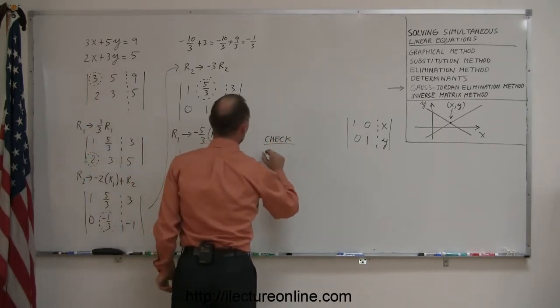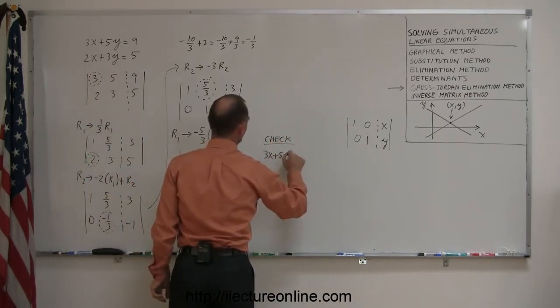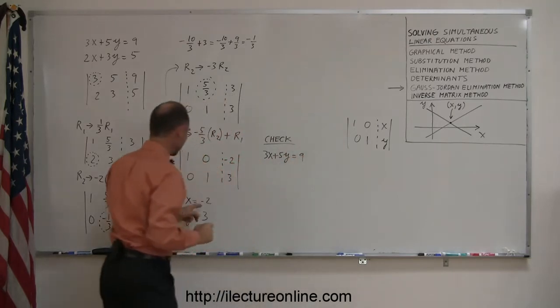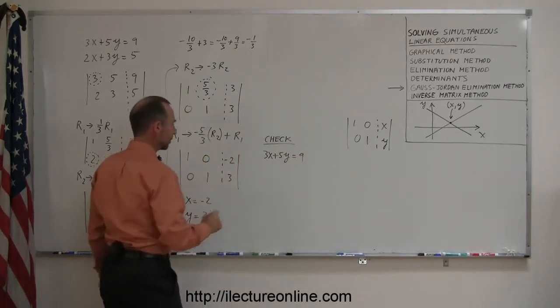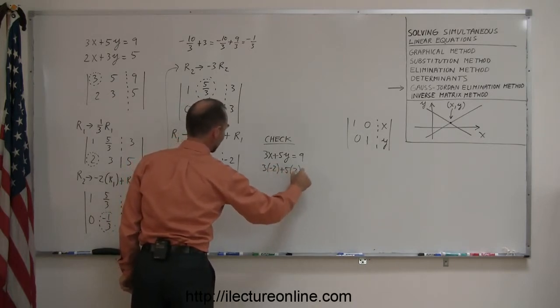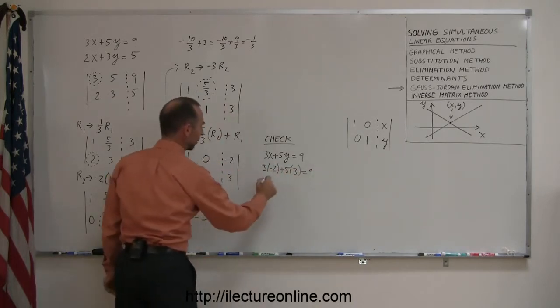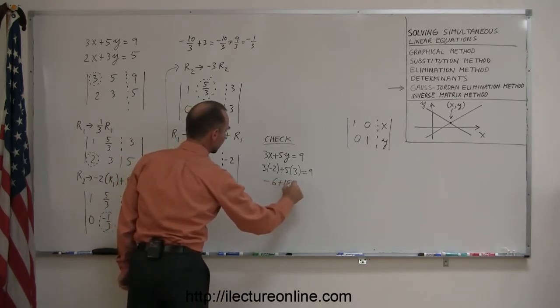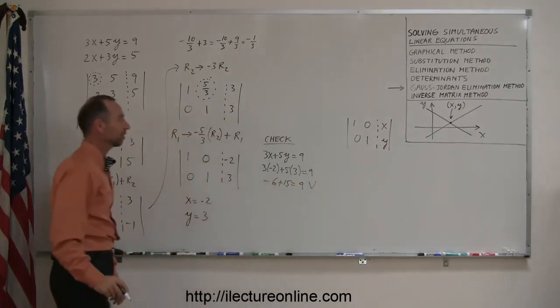3x plus 5y equals 9. Plug in -2 for x and a +3 for y. So 3 times -2 plus 5 times 3. Is that indeed equal to 9? So -6 plus 15. Yes, indeed. That's 9. So that's correct.